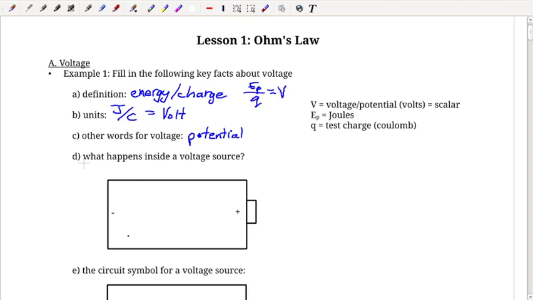So what's going on inside a voltage source? In this case, we're going to take a look at a battery. A battery has both a negative end and a positive end. So essentially what's happening inside the battery, and this is done by chemicals, is that work is done by separating charges.